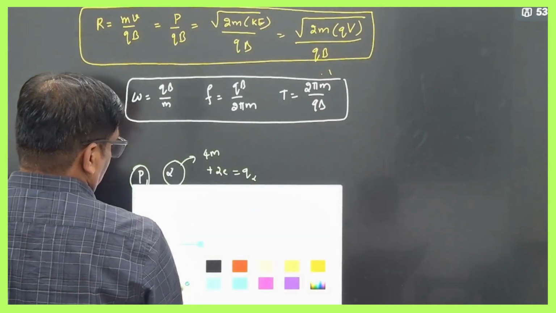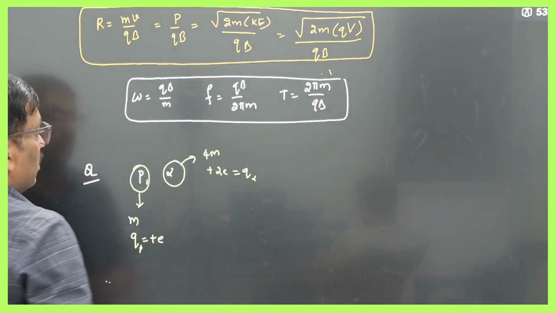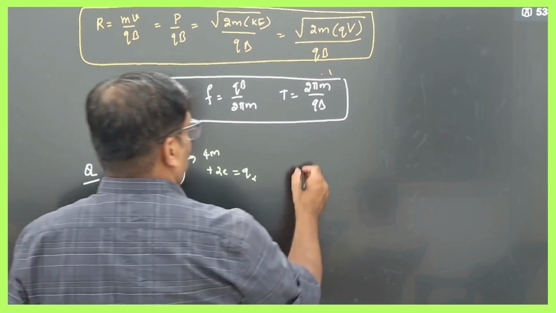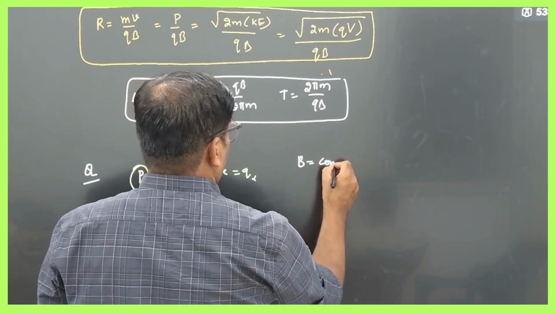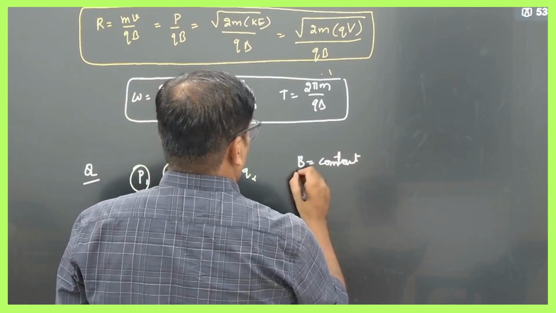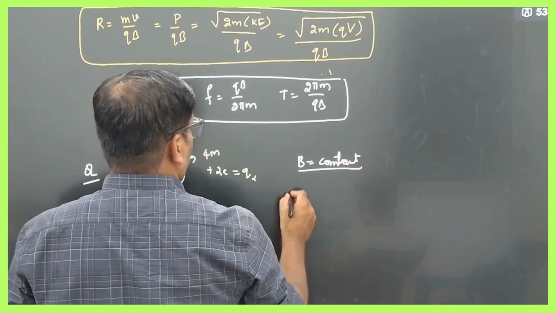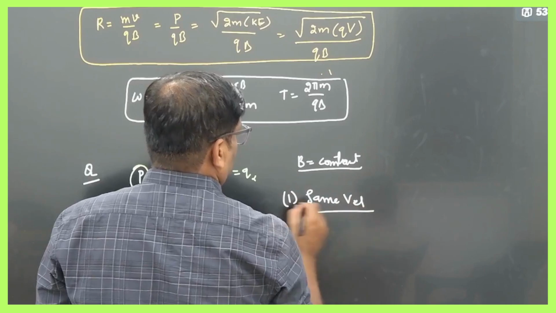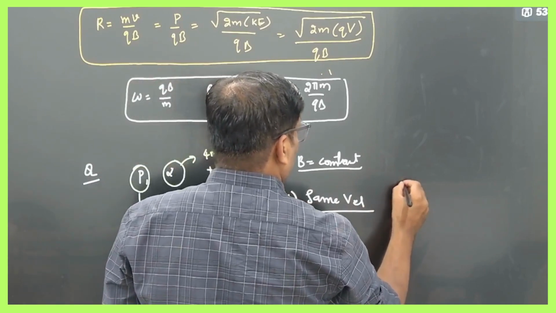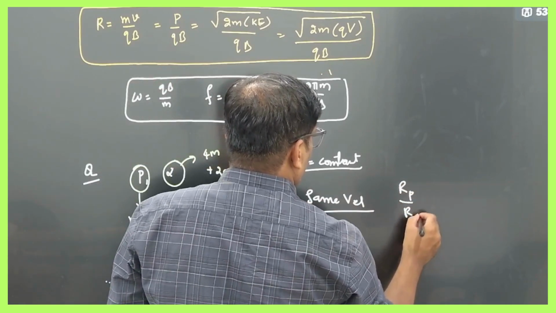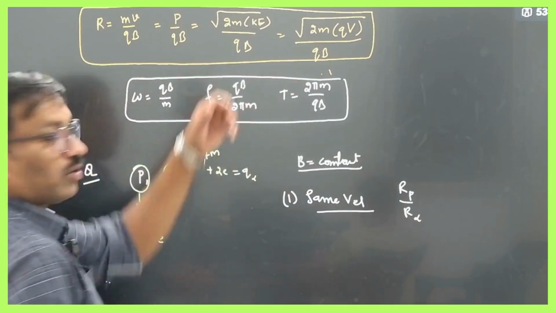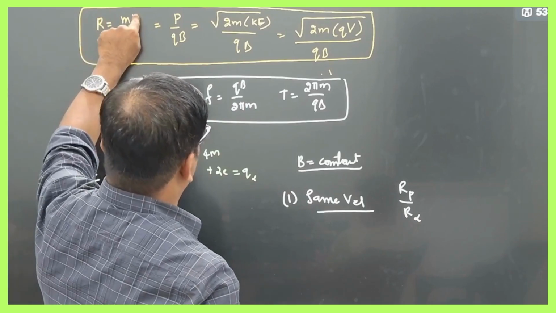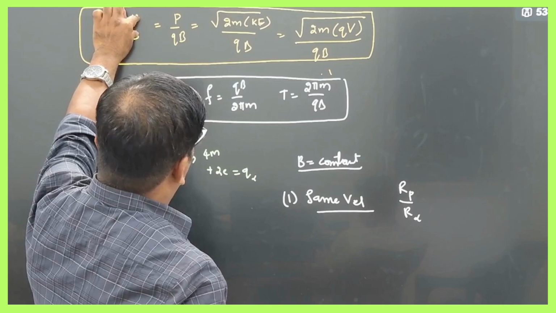Now we are sending these particles into the same magnetic field, which is constant. How are we sending them? Suppose first, with the same velocity. We have to calculate the radius of the proton by the radius of the alpha. The velocity is the same and the magnetic field is constant.